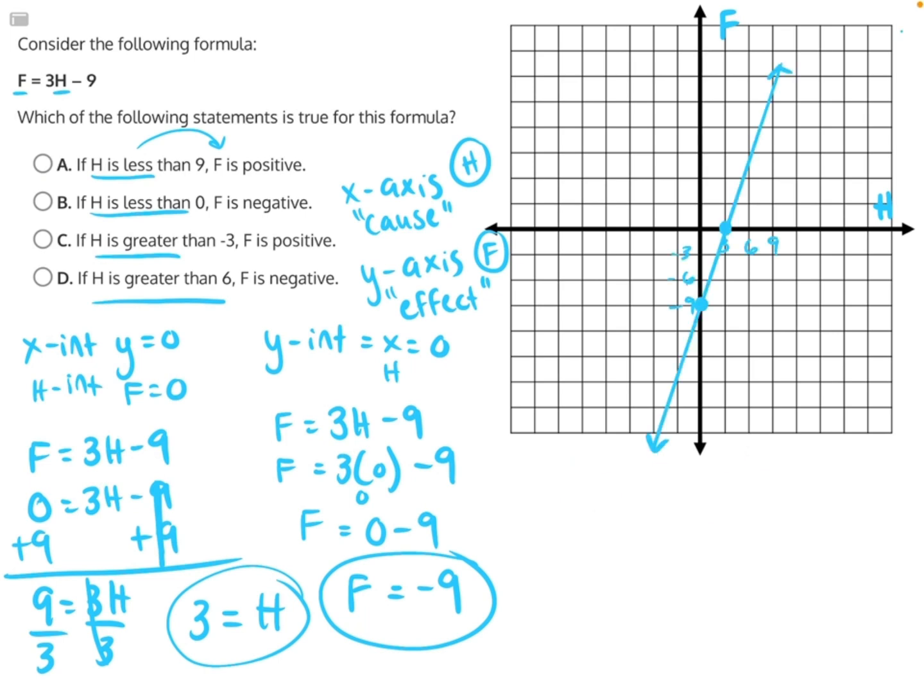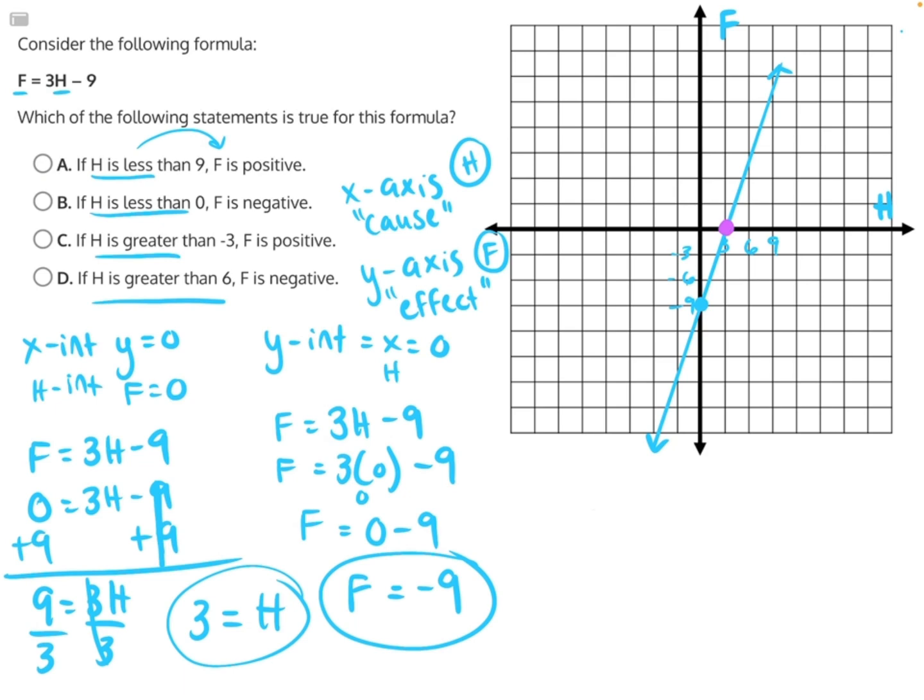Here I have plotted our two intercepts. Our first one was 3, 0, so I went to the right by 3 and up 0. And then for our second intercept, we had 0, negative 9, so I went down negative 9 and over 0. Now that we have these 2 points, we can analyze our graph and figure out which of our statements are true and false.